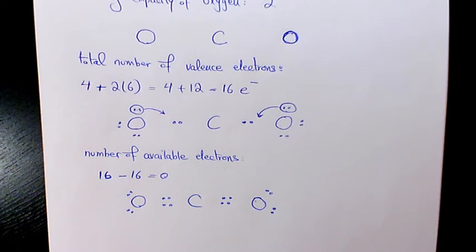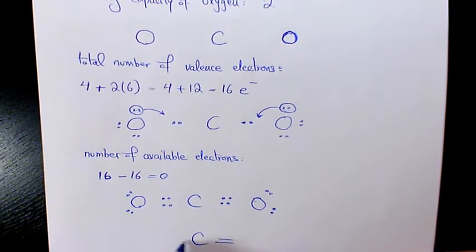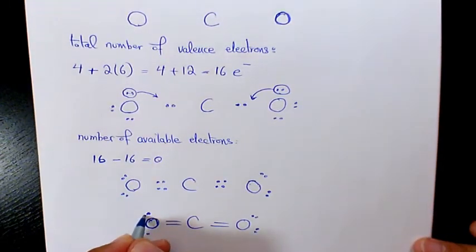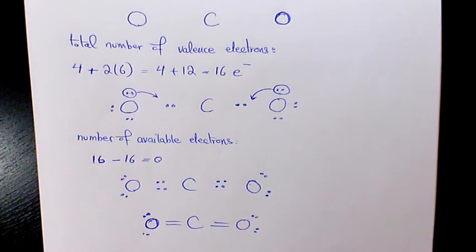and then what we need to do, we need to replace share electrons with dash. So it's going to be C double bond with oxygen, it's going to be like that. So that's the Lewis structure for carbon dioxide.